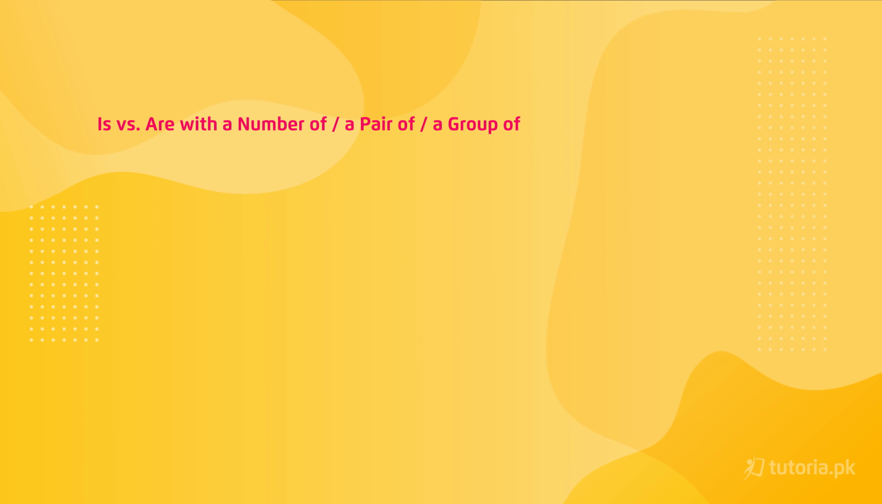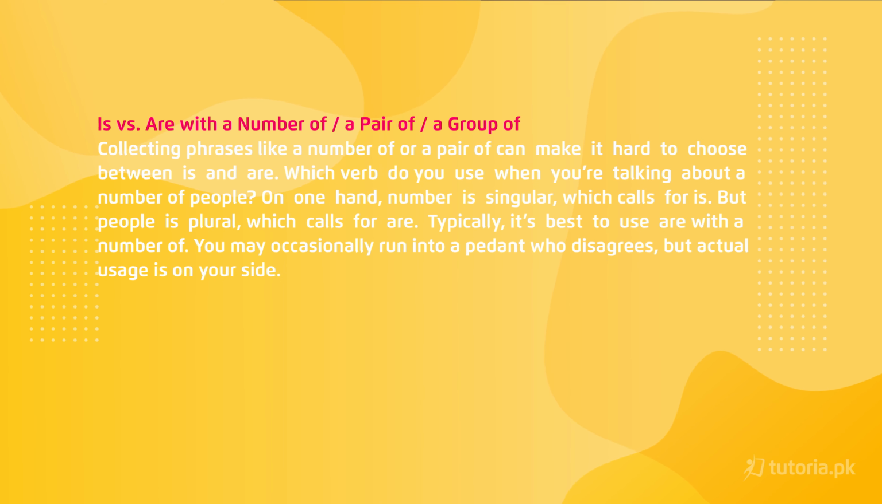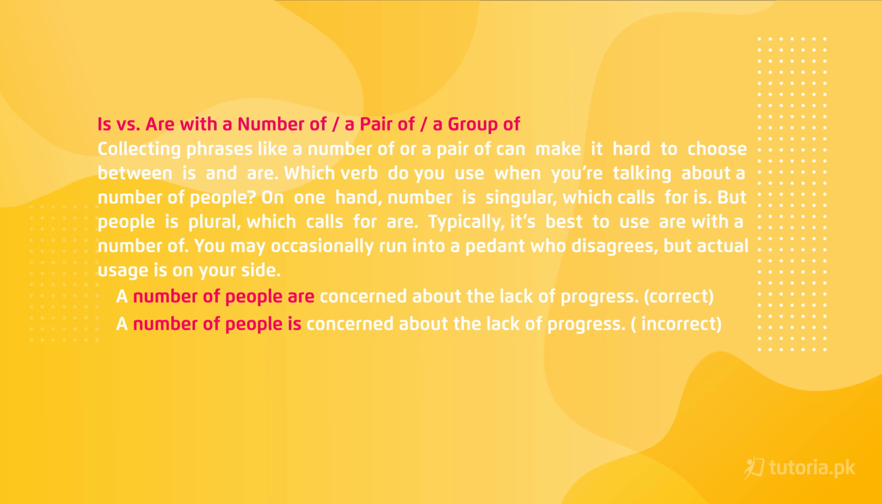Then, is versus are with a number of, a pair of, a group of. Collecting phrases like a number of or a pair of can make it hard to choose between is and are. Which verb do you use when you're talking about a number of people? On one hand, number is singular, which calls for is, but people is plural, which calls for are. Typically, it's best to use are with a number of. You may occasionally run into a pedant who disagrees, but actual usage is on your side. A number of people are concerned about the lack of progress. तो ये हमारा correct sentence है. अगर हम लिखें a number of people is concerned about the lack of progress, ये incorrect हो जाएगा.